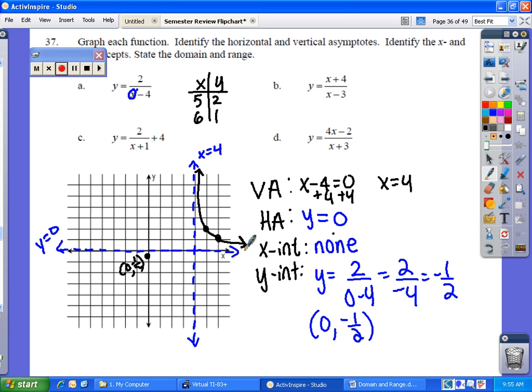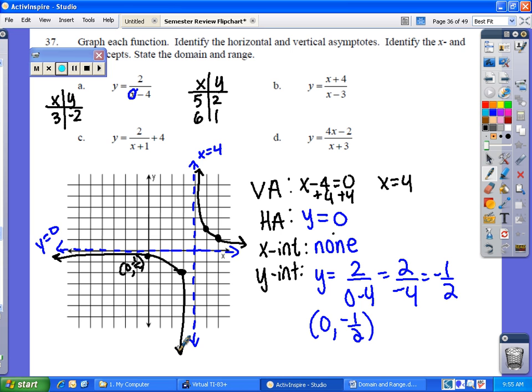And then I can go up and see that at 3, negative 2, I can have another point to join my 0, negative 1/2. And that gives me enough information. Make sure when you draw your curves that you don't touch your asymptote.